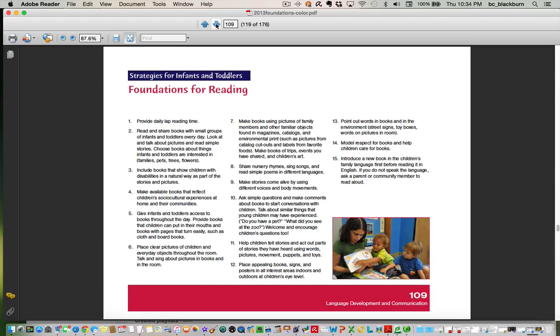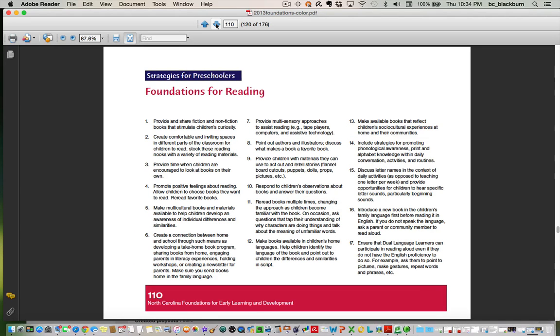Then on page 109 and 110, you will again see examples of strategies for infants and toddlers as well as for preschoolers. Again, remember, these are just examples. There are so many more strategies that you are probably already currently using with children. And strategies could be a routine, a transition, an individual approach, or an activity for a small or large group.